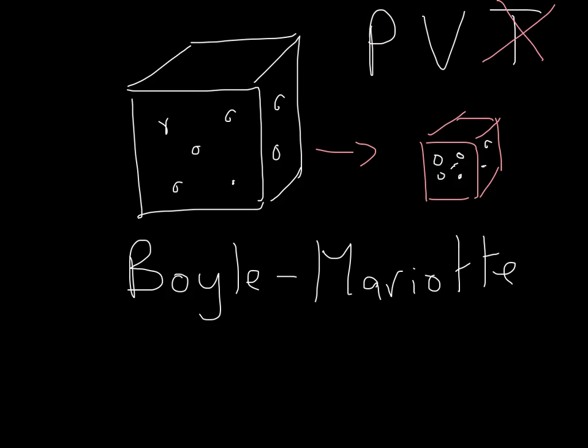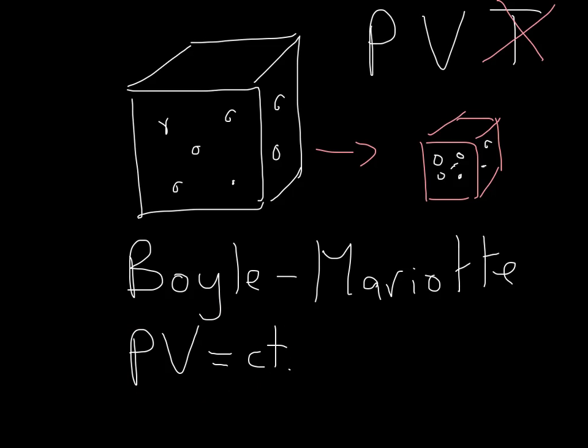The other way around, if I make the volume bigger, so from here to here, then the pressure will go down. What happens then is that the pressure times the volume are always the same. So P times V is a constant. And that's Boyle-Mariotte's law. Now careful, again, this only works for constant temperature. If temperature is not constant, then this does not apply anymore.